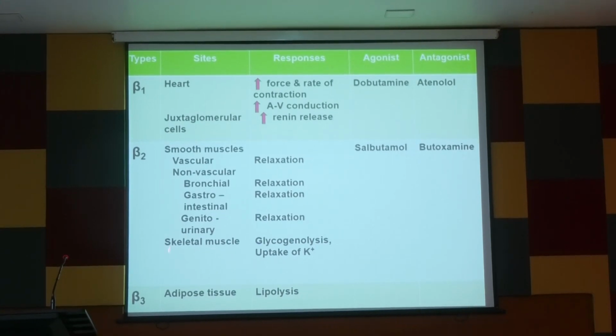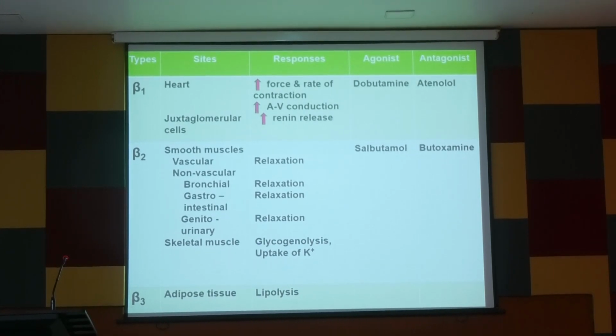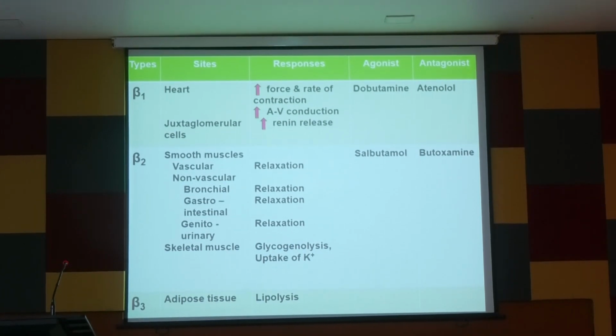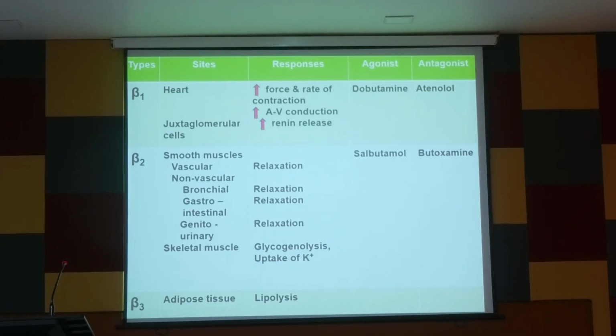Another important site is the skeletal muscle. Number 1, glycogenolysis and uptake of potassium ion. যদি uptake of potassium ion into the muscle cell হয়, তাহলে ব্লাডে কি হবে? পটাশিয়ামটা রিডিউসড। এটা কোথায় লাগবে এই অ্যাকশনটা আমাদের?